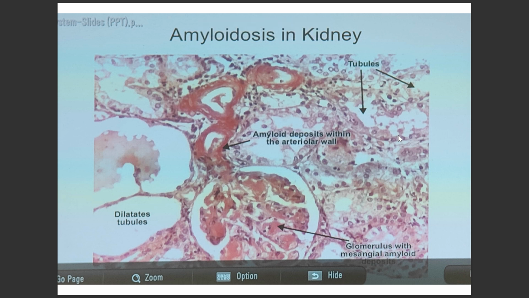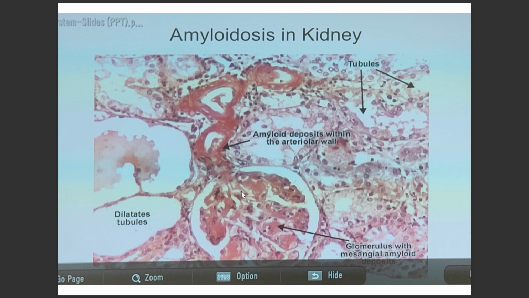This is the histological slide of amyloidosis of the kidney. How can we understand it is a kidney? See here, this is the glomerulus of the kidney, and these are the Bowman's capsule. Please note my mouse pointer. These are the Bowman's capsule, and this is the glomerulus.